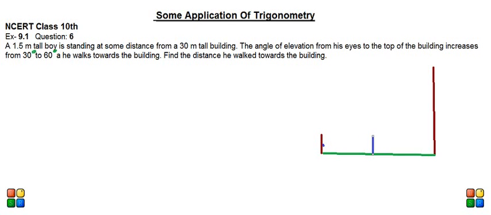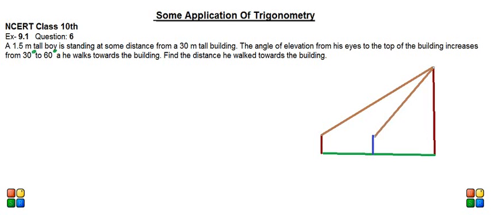When he walks towards the building, for example, he reaches up to this place, then the angle of elevation will become 60 degrees. Earlier, when the person was standing at the original position, the angle of elevation was 30 degrees. Now when he reaches this place, the angle of elevation will be 60 degrees. So the diagram will be like this, right? Get it?